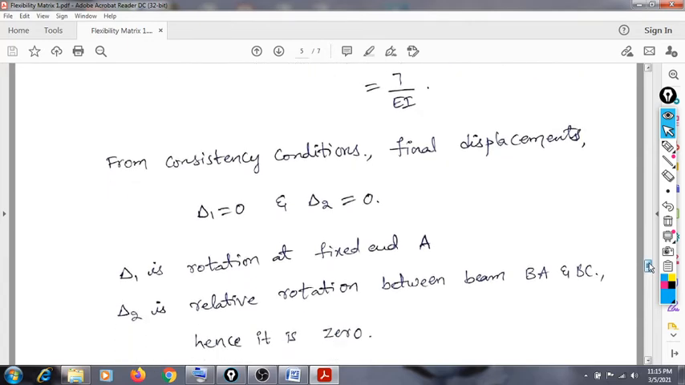So delta 1 is the rotation at fixed end A. As per the consistency conditions, that means at the fixed end we have 0 as the displacement, and delta 2 is the relative rotation between BA and BC, hence it is 0. Because there is no settlement as given in the question, we are taking delta 2 as also 0.